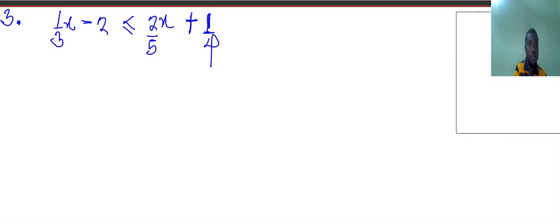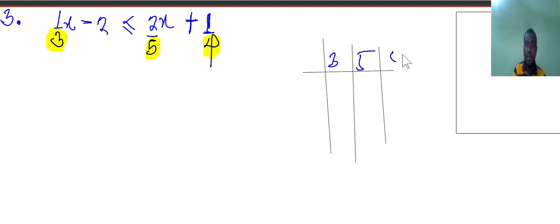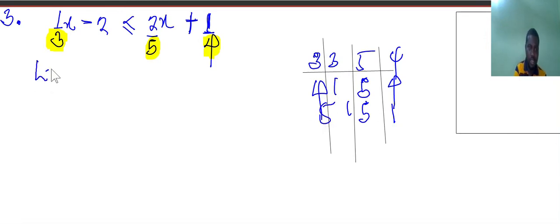So denominators of the fractions are 3, 5, and 4. So we can find the LCM of 3, 5, and 4. So LCM of 3, 5, and 4. Let's say 3 here, 1, we still write 5, we still write 4. So 4, then we have 5. So the LCM is 60.